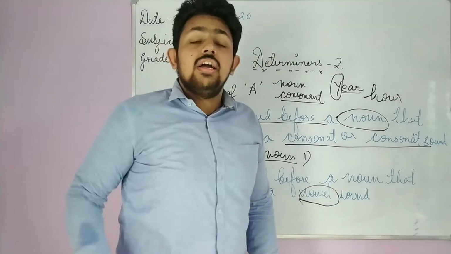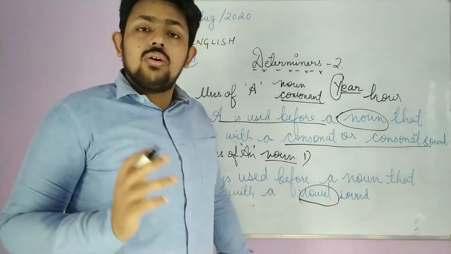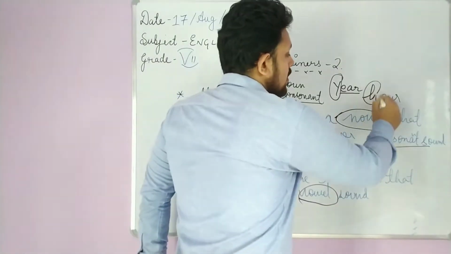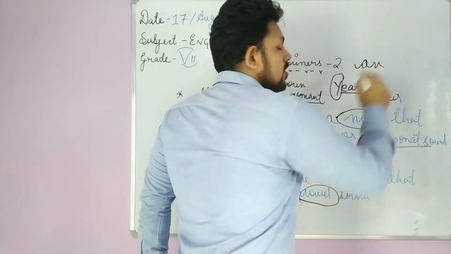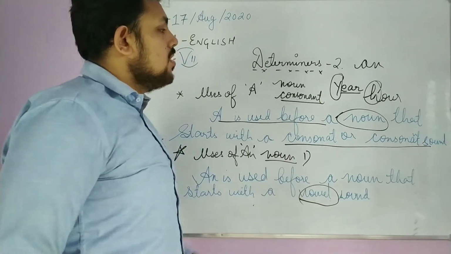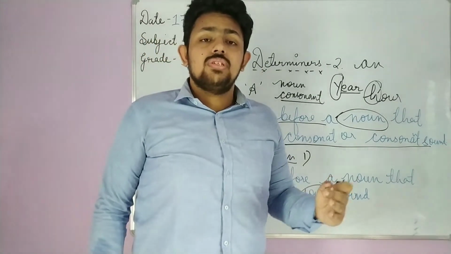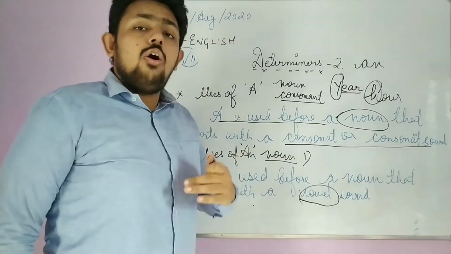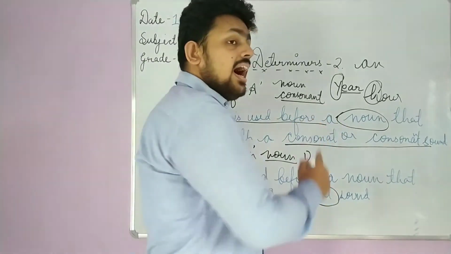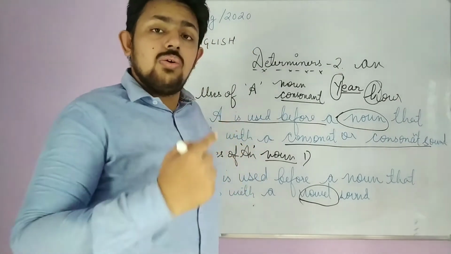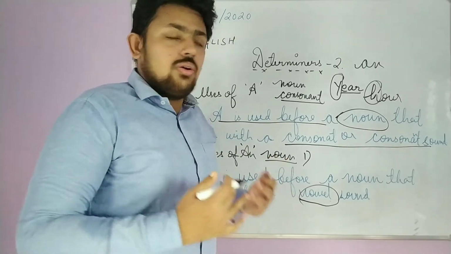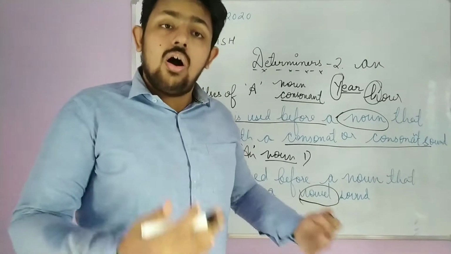And for example, we have the word "hour," but here it is starting with a consonant letter H, but we say "an hour." Why "an hour"? Because it is producing the sound at the beginning of "hour": A-E-I-O. So here the O sound is prominent. Okay, so we say "an hour."